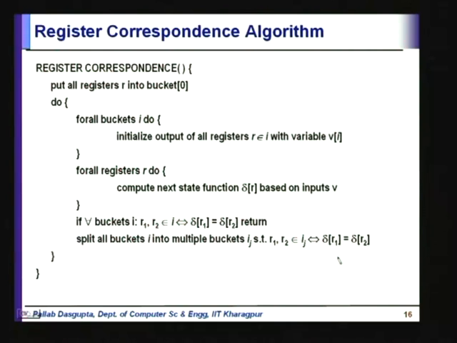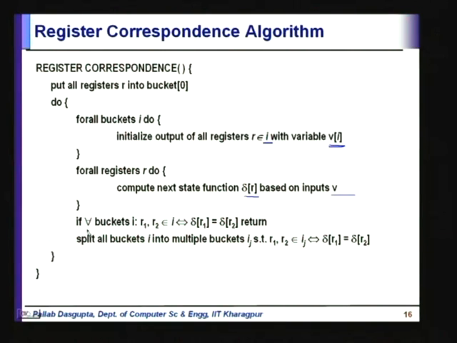For all buckets I, initially put all registers R into bucket 0, and then in this iteration for all buckets I do the following: initialize the output of all registers in bucket I with variable Vi. So their outputs become Vi, which goes into the input of the combinational function. Then for all registers R, compute the next state function delta R based on the inputs V. Is this clear?